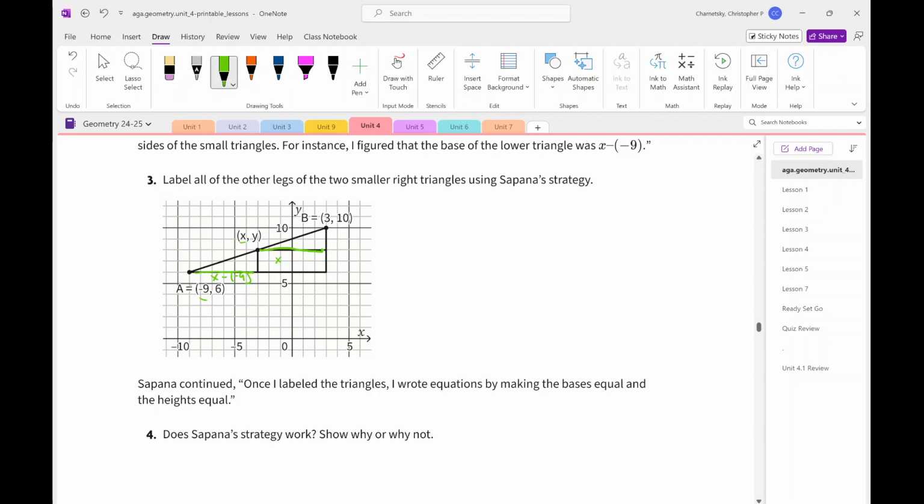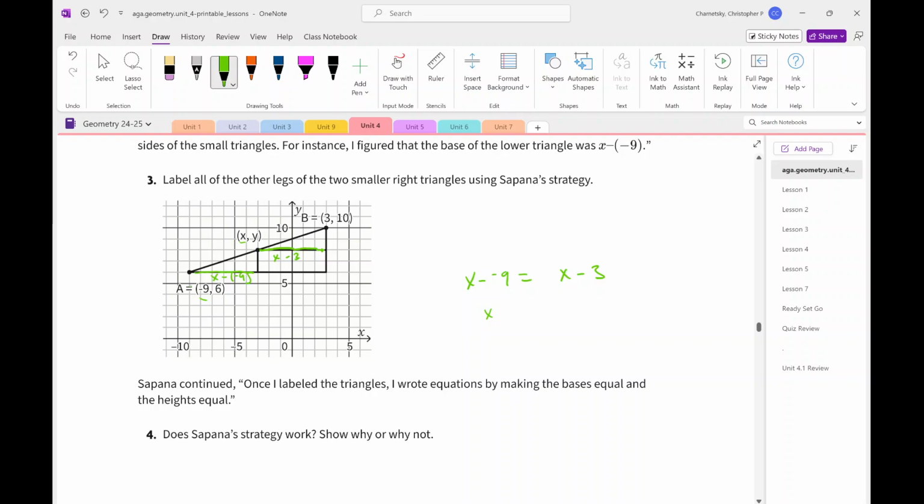And this would be x minus 10. Or sorry, wrong coordinate. X minus 3. And then those two lengths would be equal. And we could solve that. So x minus negative 9, since those are congruent triangles. And x minus 3. So minus and minus is really a plus, so that's x plus 9.